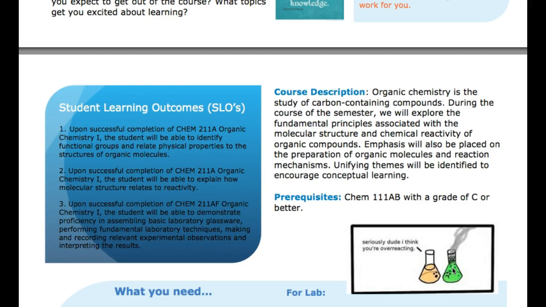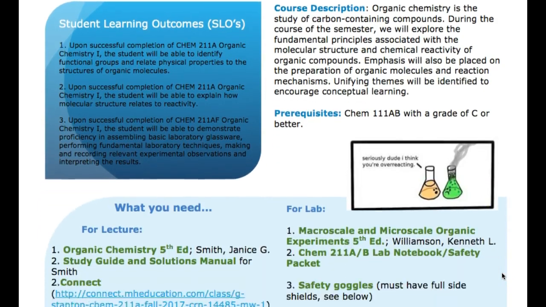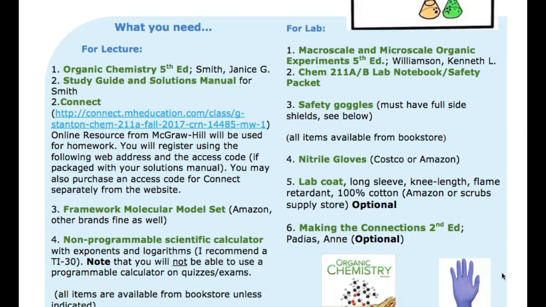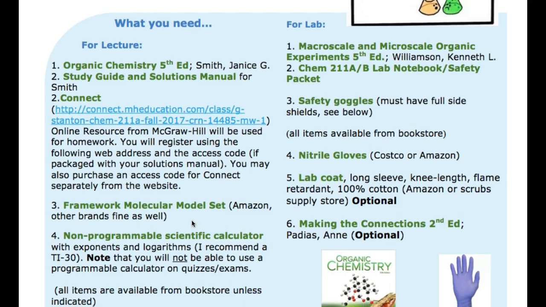On the next page we have some information about learning outcomes, course description. I'll leave that for you to read on your own. More importantly, for what we need now is materials for the course. So you have what you need for lecture, what you need for lab. We are going to be using Connect as our online homework resource, so you have the link to our class here. I have here listed a framework molecular model set, but you can use other brands if you already have something, or you want to borrow one from a friend. Don't feel like you have to get that particular molecular model set. Any set will do, any organic set.